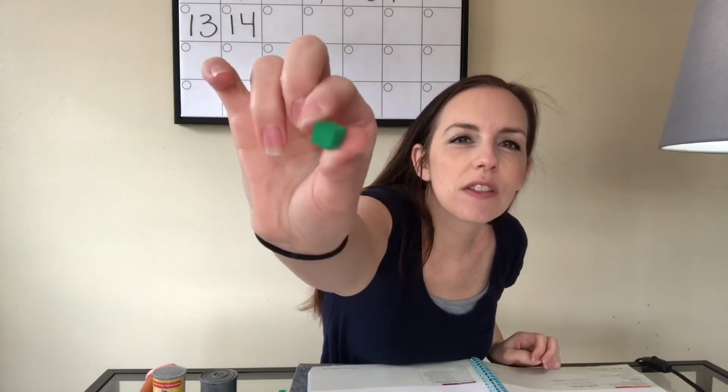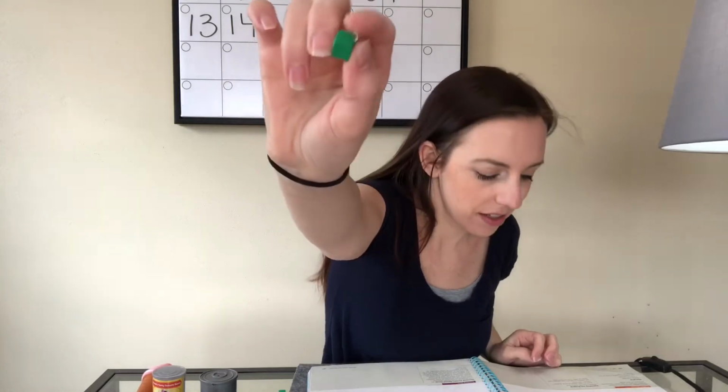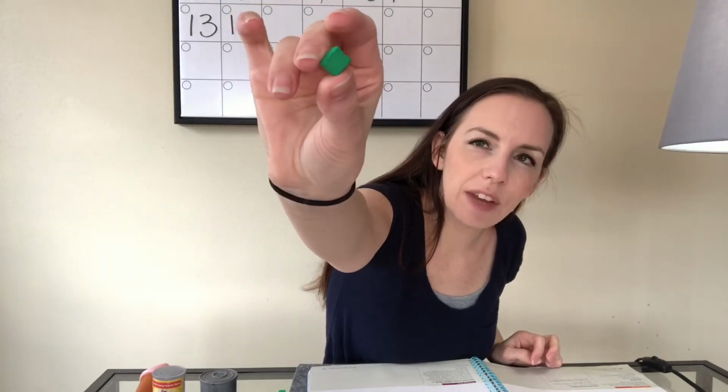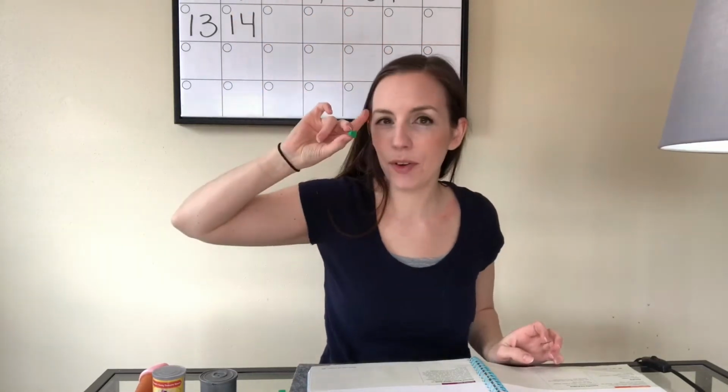So our last shape is tiny, tiny. And you know that this is a cube. Yes, you do. And it has 6 faces. And we can remember that because a dice has 6 numbers on it. And each number is a face.